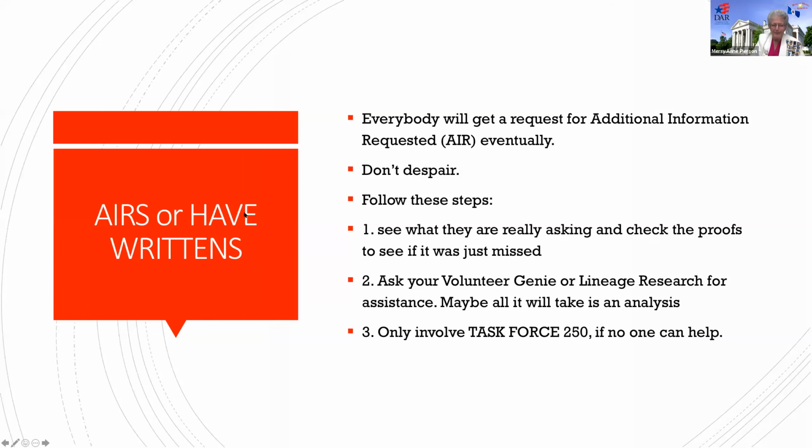Now, if I ask you to raise your hands, I'm sure most of you have gotten an error, unless you're so brand new that you haven't sent any applications in yet. And I don't think we have very many of those people. Everybody will get an error at some point in time. All it is, is an additional information requested letter. Don't get panicky. Read the letter 2 or 3 times to make sure you understand what they're asking. I tend to get mad when I get one, and it's like, okay, back off and take a deep breath and see what happens. So follow the steps.